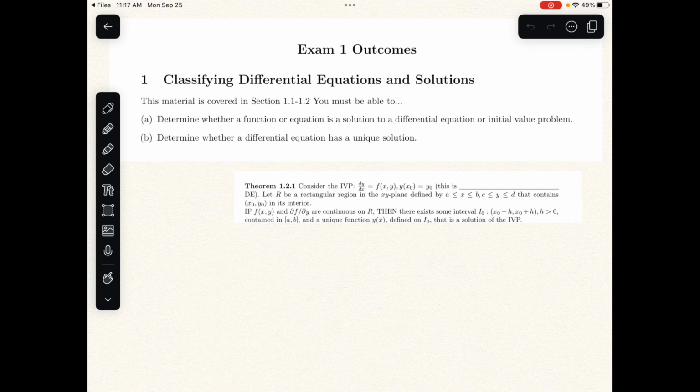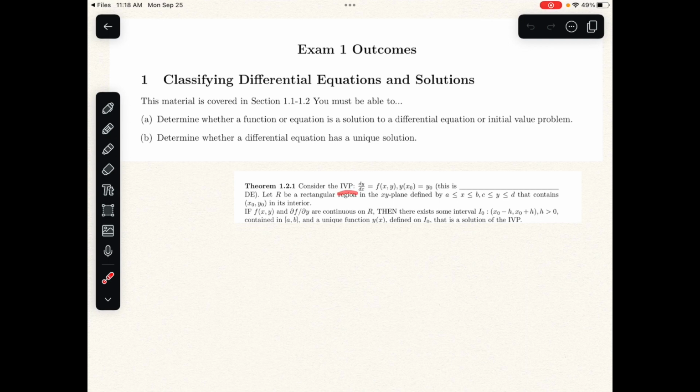So for learning outcome 1, classifying differential equations and solutions, this is really just covering the main things from chapter 1. You need to be able to determine whether a function or equation is a solution to a differential equation or IVP, initial value problem. And B, determine whether a given differential equation has a unique solution. To determine that, the main thing you're going to look at is theorem 1.2.1 from the end of section 1.2, which says the following.